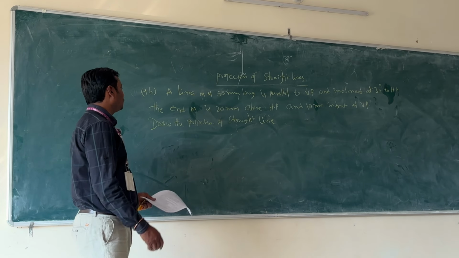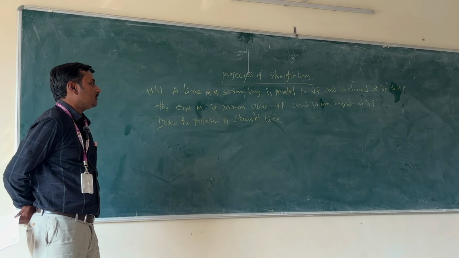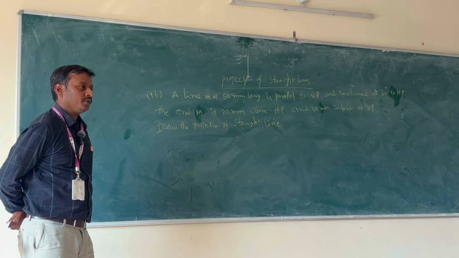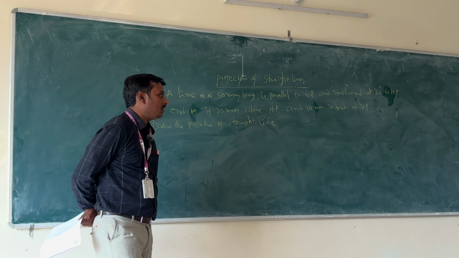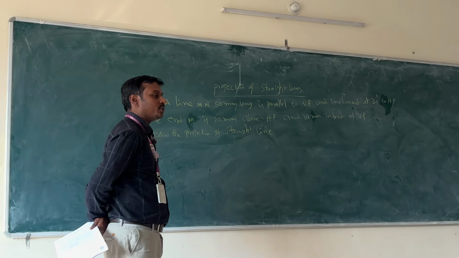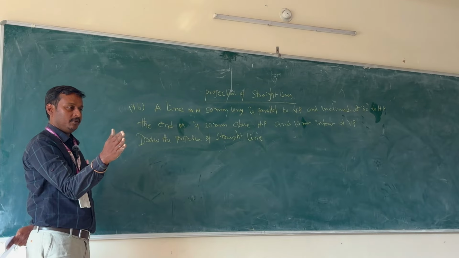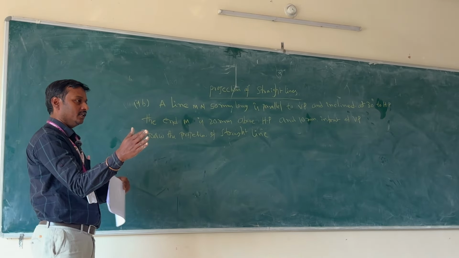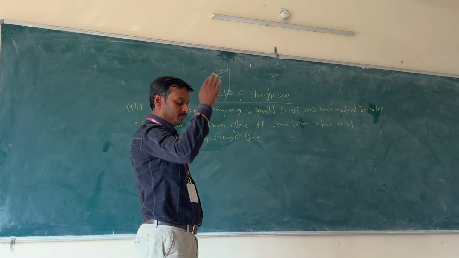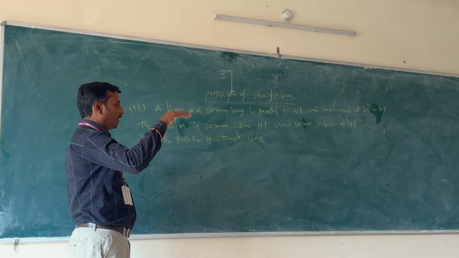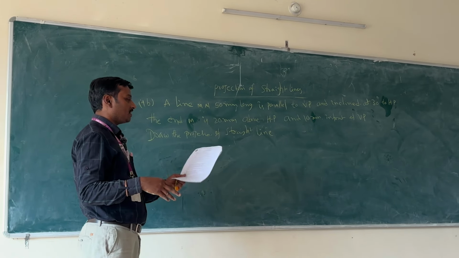Then projection of straight line. There is a 4B problem. Now see, a line MN, 50 mm long. The line MN is parallel to VP and inclined at 30 degrees to HP. The end M is 20 mm above HP and in front of VP 10 mm. Draw the projection of the straight line.